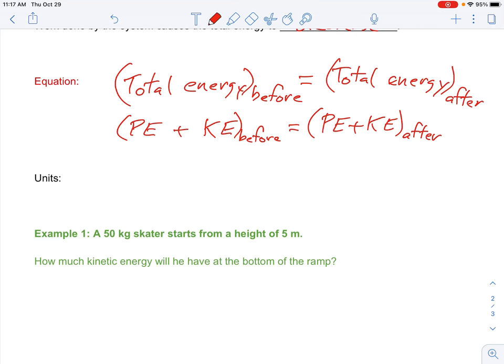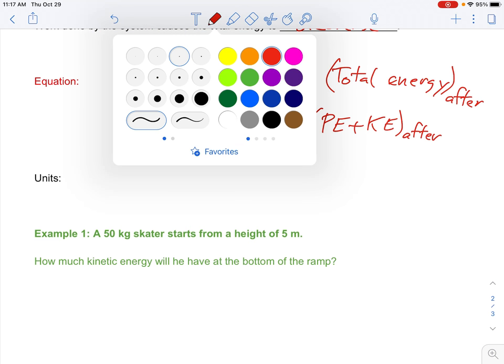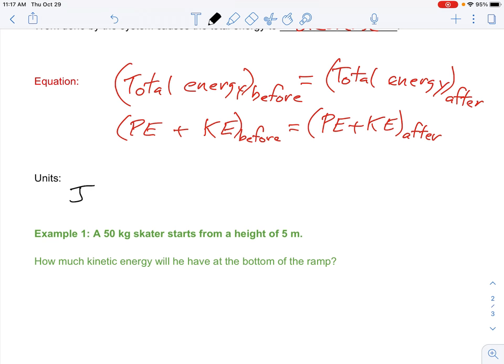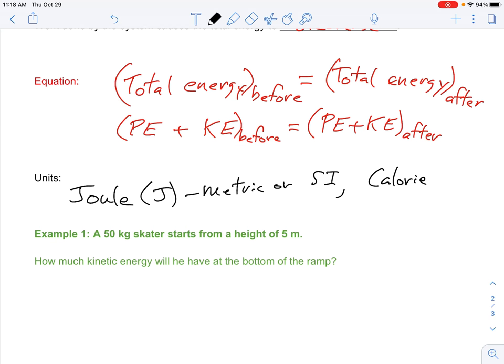So the units for this is the same units as energy in any of its forms, which is the joule. And the symbol for joule is capital J. But it doesn't have to be joules. That's just a metric, or SI unit, which stands for International System of Units. But you can also have the calorie, which is the English system or English unit of energy. But we'll pretty much always work with joules.